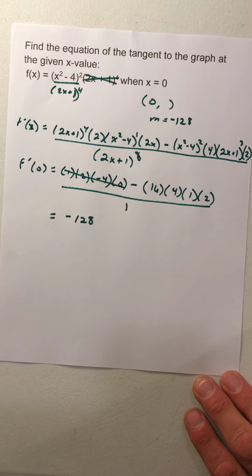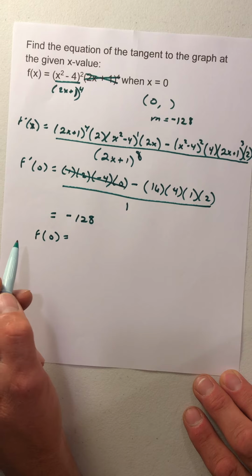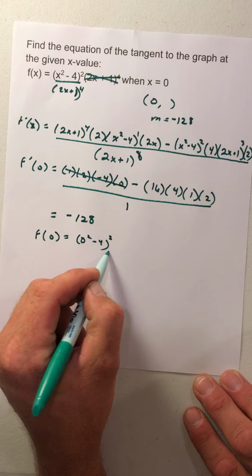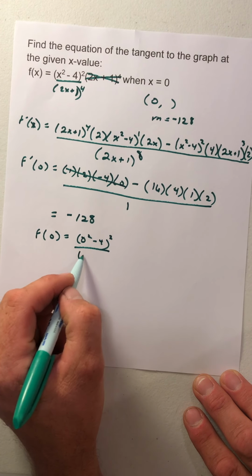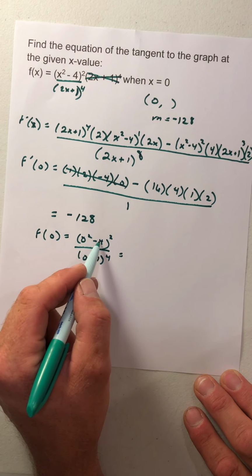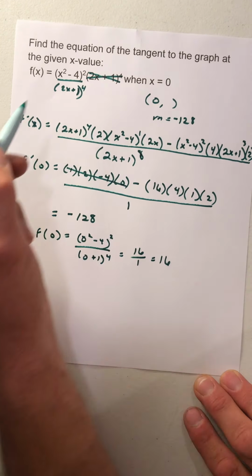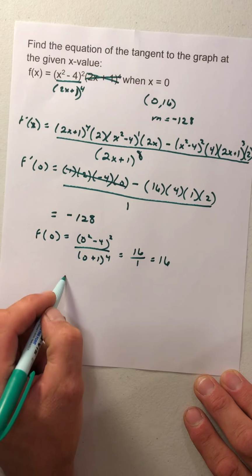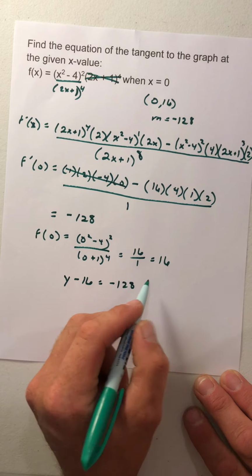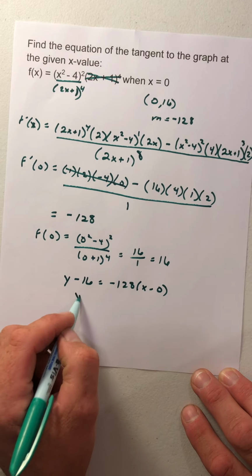So we have our x value, we have our slope. We can go ahead and find the y value. So we find f of 0. Plugging in 0, we get 0 squared minus 4 squared divided by 2 times 0 plus 1 to the 4th. Well, 0 minus 4, we get negative 4 squared gives us 16 over 1, or 16 for our y value. So our equation then is y minus 16 equals our slope, negative 128, times x minus our x value, which is 0. Again, we could clean that up.